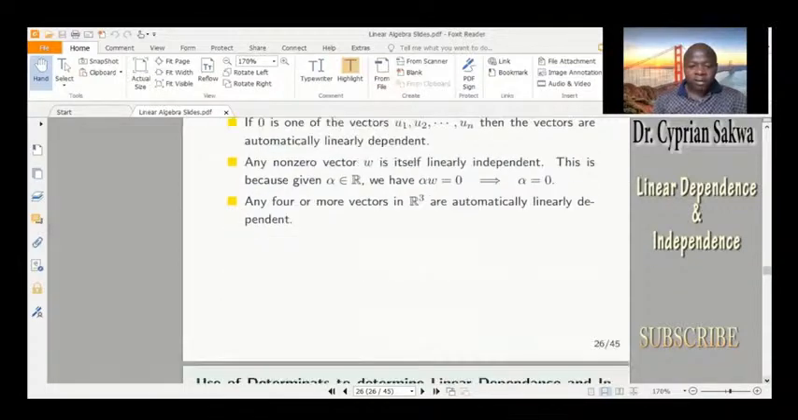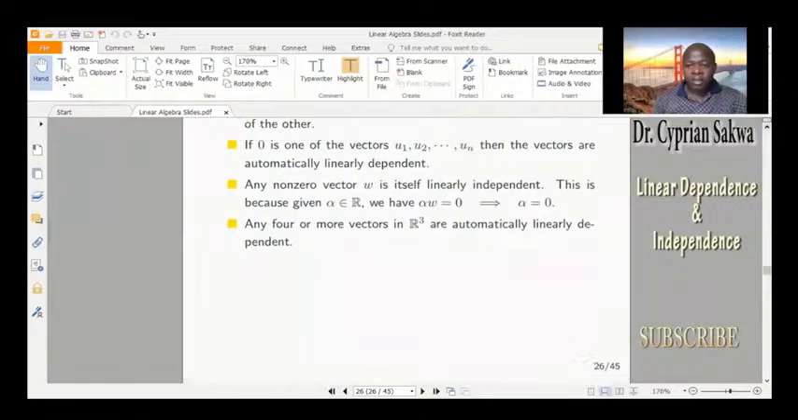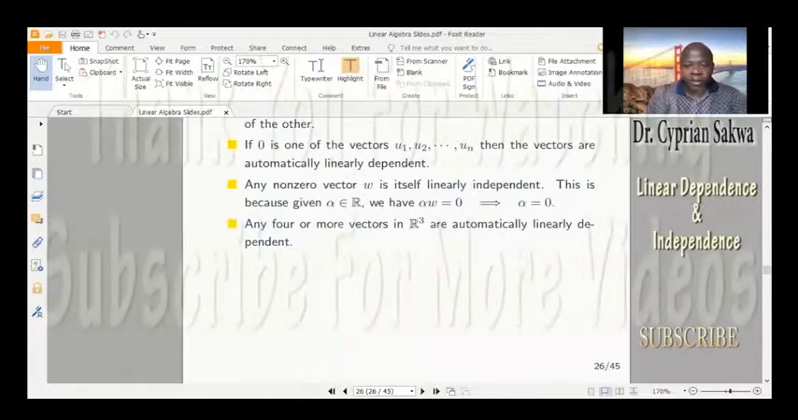Next time I'll look at how we can also show linear dependence and linear independence of vectors using determinants of vectors.